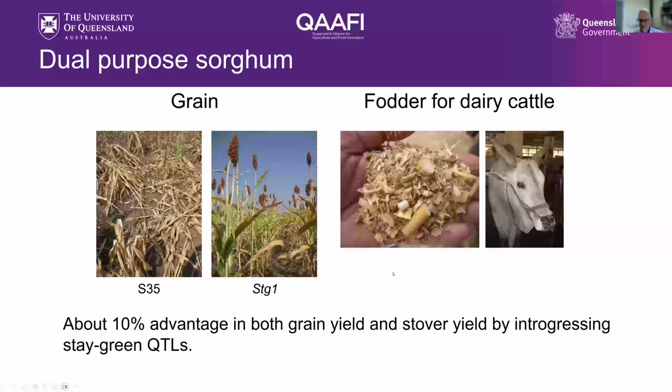Now, this is where serendipity or the unexpected comes into it, because we found that the stay-green QTLs integrated into S35 produced a higher quality stem and leaf material. And this increased the palatability, digestibility, metabolizable energy, and milk yield of cattle. So about a 10% advantage in both grain yield and stover yield by integrating stay-green QTLs.